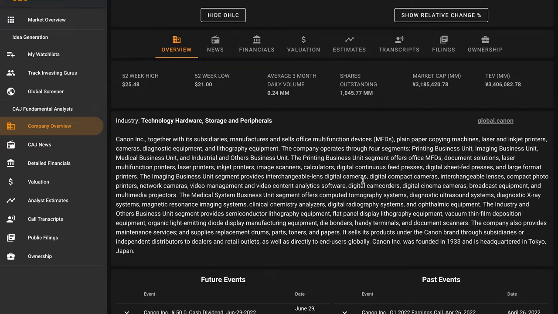Canon's headquarters and 28 of its 46 manufacturing plants are in Japan, but nearly 80% of revenue is delivered from international markets. The firm has been expanding into new geographies and markets to mitigate this exposure. It sells its products under the Canon brand through subsidiaries or independent distributors to dealers and retail outlets, as well as directly to end users globally. Canon Inc. was founded in 1933 and is headquartered in Tokyo, Japan.